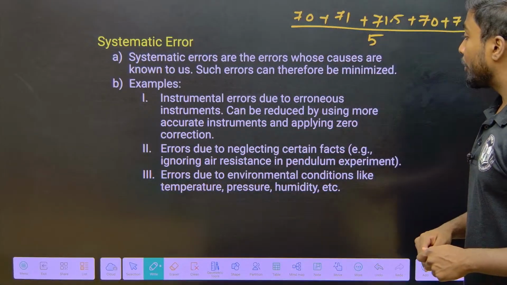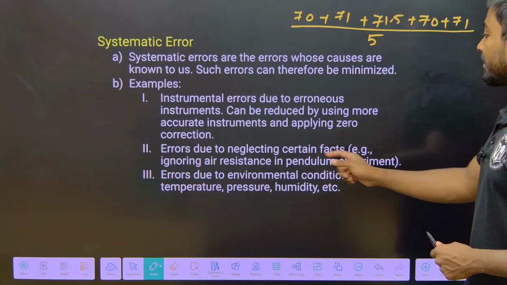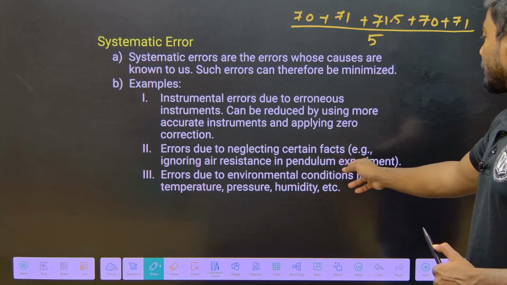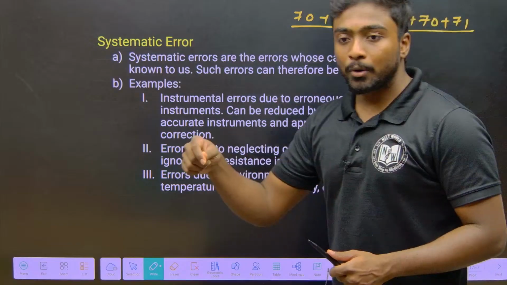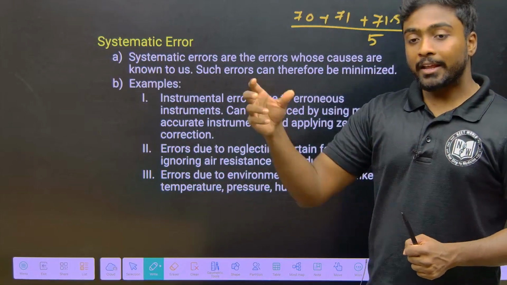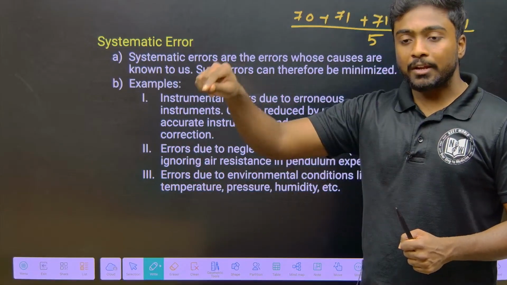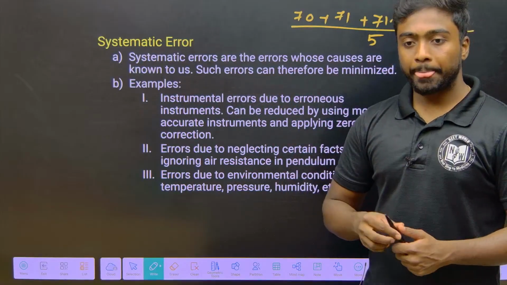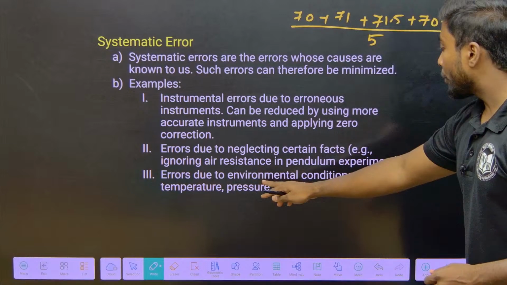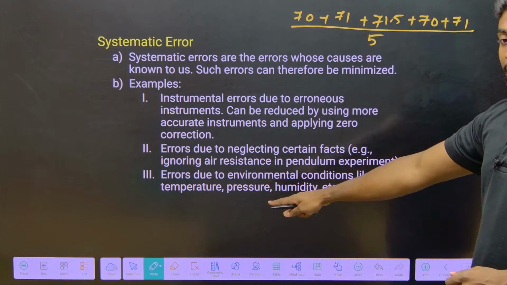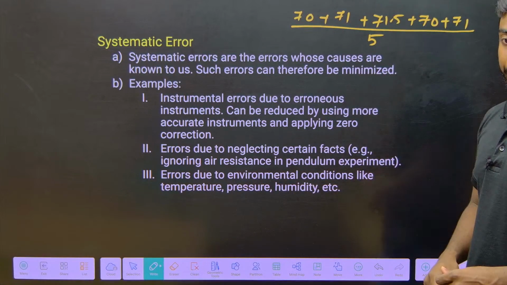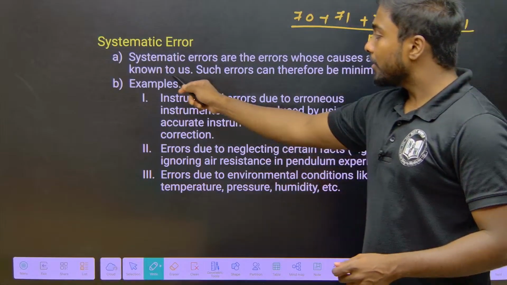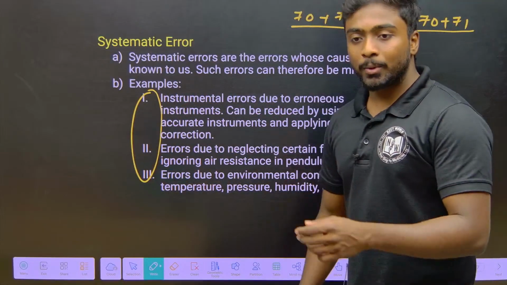Second point, errors due to neglecting certain facts. Example, ignoring air resistance in a pendulum experiment. If I do it in a vacuum, I will get some exact value. But if I do it in air, air resistance will take place there. The third one is errors due to environmental conditions like temperature, pressure and humidity. These can be noticed visually, and we can account for them.